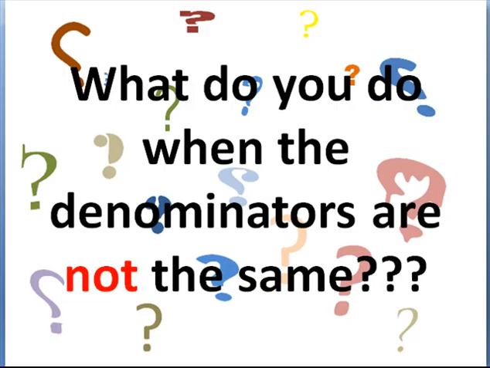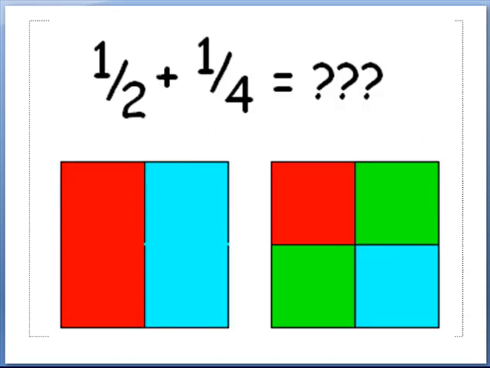What do you do when the denominators are not the same? Well, here we have 1/2 plus 1/4. The denominators are not the same. But what I've done is I've drawn a box, and then I've cut it in half. Half of it's red, and half of it's not. Then I have the same size box, and I've cut it into 4 pieces, so this would represent 1/4, and this would represent 1/2. So how do I add 1/2 plus 1/4?